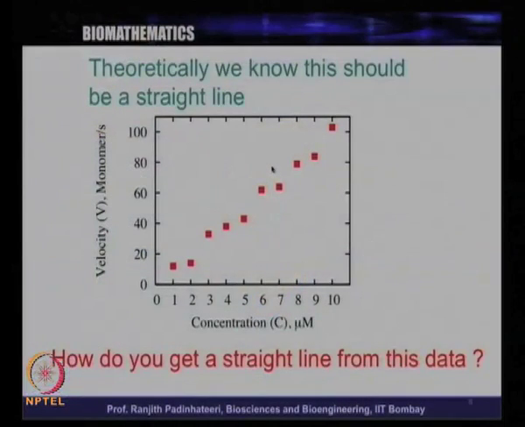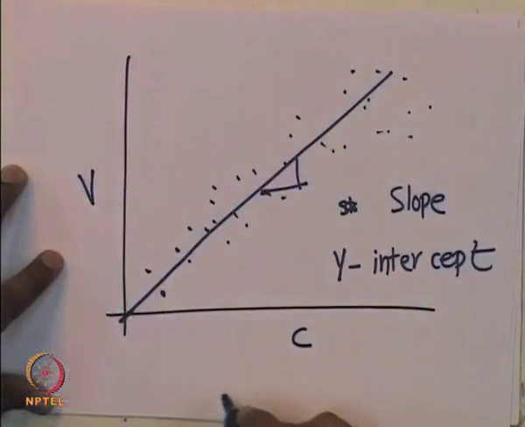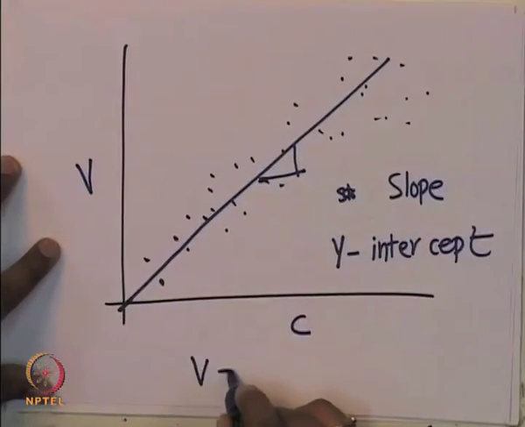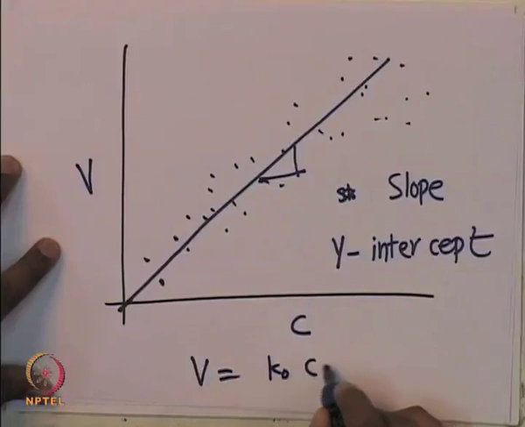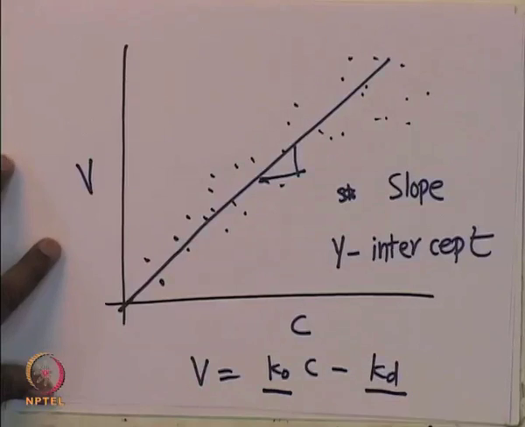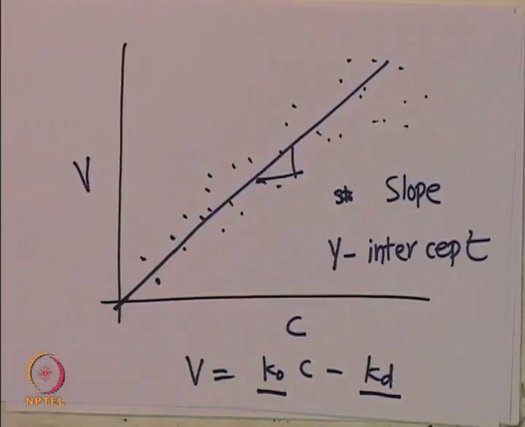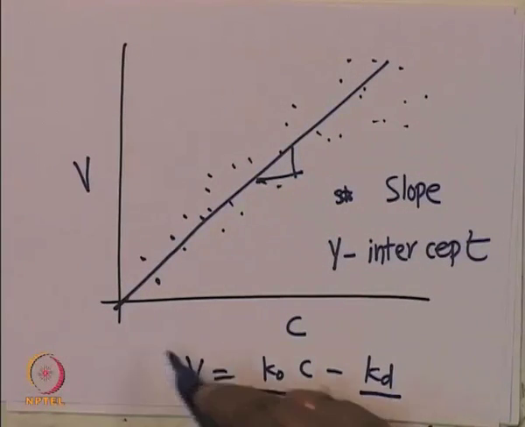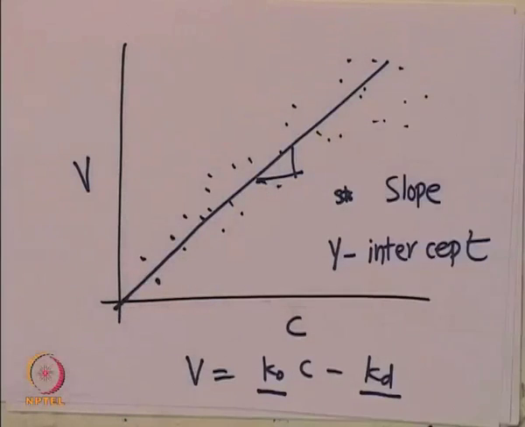But at this moment we have this data, and here we are taking the example of actin polymerization. From this example we expect that if you plot V versus C, V equals K0 C minus KD. So, we need to know two parameters, K0 and KD. If we know these two parameters, I can plot a straight line.